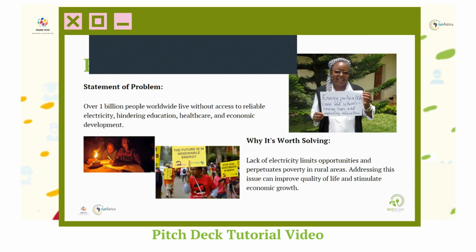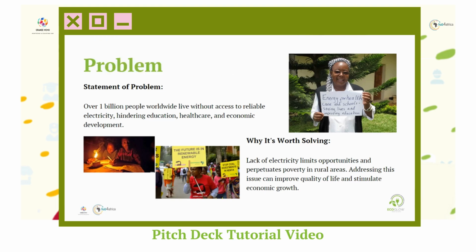Slide 3 is all about defining the problem you're solving. This is a crucial part of your pitch. You need to clearly explain the problem that your target market is facing and why it's worth solving. Make sure to communicate the urgency or importance of addressing this problem. For example, over 1 billion people worldwide live without access to reliable electricity, which hinders education, healthcare, and economic development. Be specific and show why it matters.